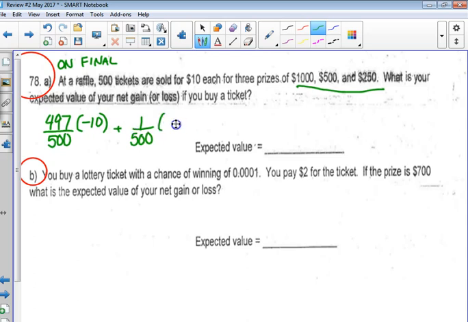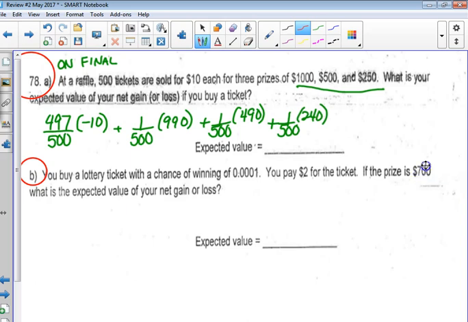Now, this is where you've got to be careful. If I win $1,000, but I paid $10, I'm really only getting $990. There's a 1 in 500 chance I win $500, but I paid $10 for the ticket, so I won $490. And there's a 1 in 500 chance that I win $250, paid $10, would be $240. Now, that's the way the concept is taught.